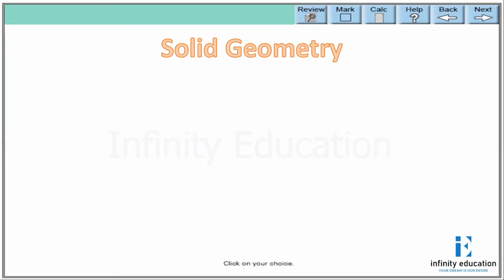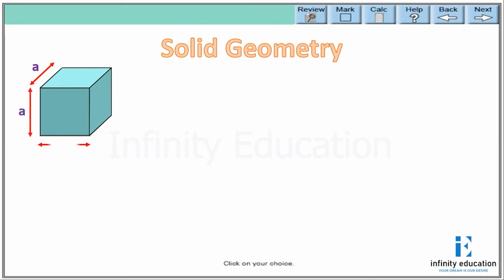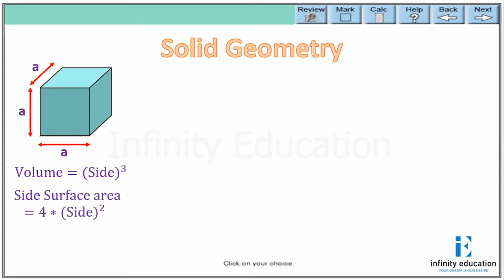Today in our 30th class, we will learn about solid geometry. Now let's see with some of the figures. This is mainly known as a cube, where all the sides are the same. So we have considered that as A, A, and A. So the volume for a cube is side cubed, that is A cube here. The side surface area is 4 into side square. Total surface area is 6 into side square.